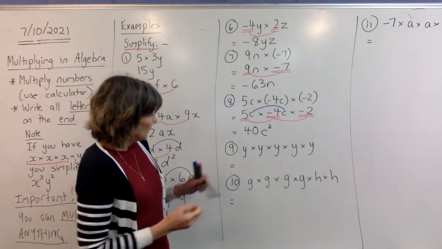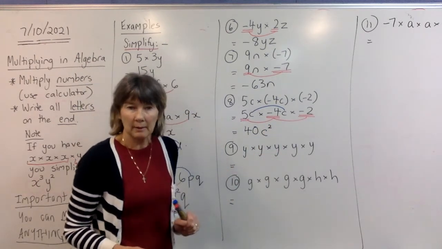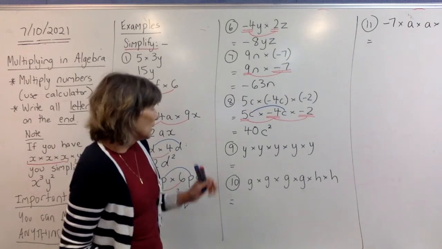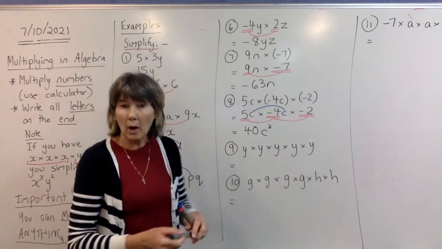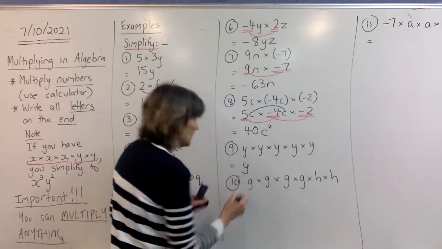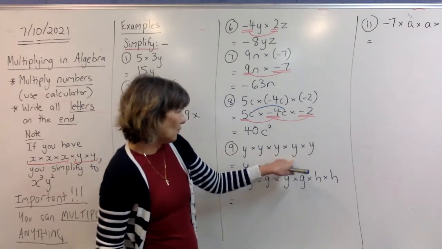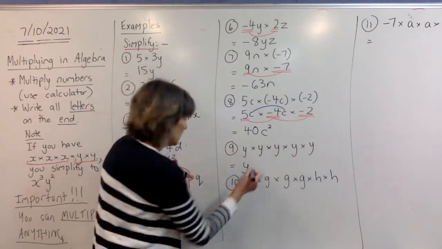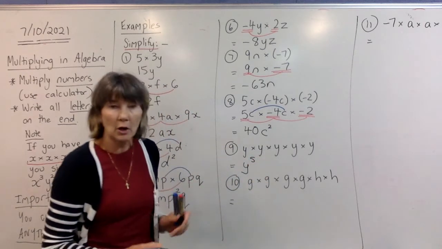All right, the next one, we don't have any numbers to multiply here. So that bit we don't have to do. So now we're just looking at the letters. They're all Y's, so let's just write it down once. 1, 2, 3, 4, 5 of them that we see. So we have a 5 up the top.